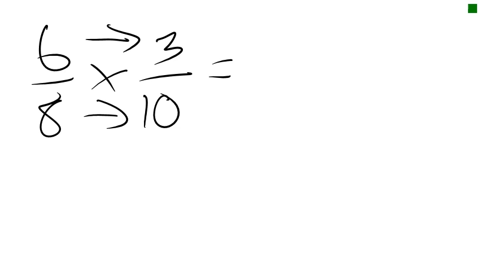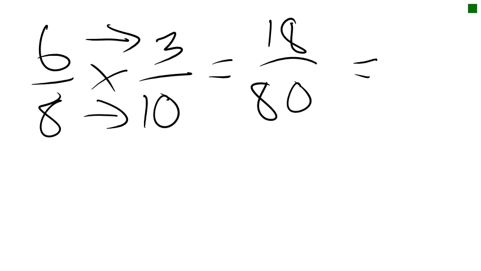You can multiply straight across. There's something else we can do with this, but I'm not going to worry about that yet. Let's go ahead and do our multiplication first. 6 times 3 is 18. 8 times 10 is 80. We can pull numbers out of here. We can easily pull a 2. 9/40 to reduce it. Okay, so we can go with that. 9/40 will be it, because we will not be able to pull out anything from that.